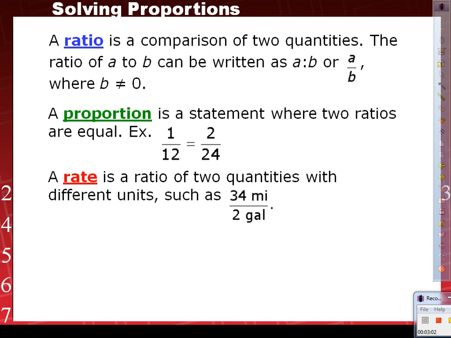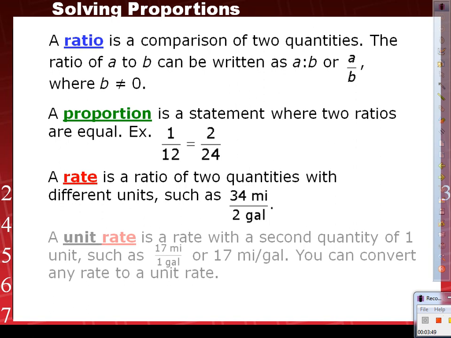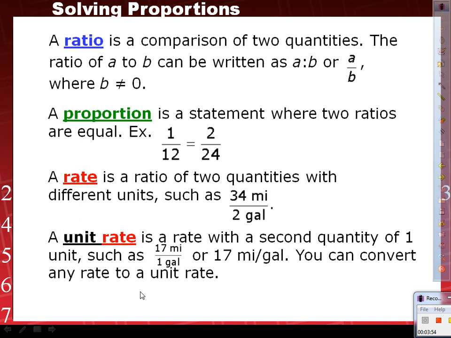So this is what we call a rate. However, when they give you such a rate as this one, 34 miles for 2 gallons, this one can be reduced to lowest terms. When you reduce something like this, it's called a unit rate. Why? Because there's 17 miles for how many gallons? 1. That's why it's called a unit rate. So right now we're going to be looking at all these. I just wanted to make sure I get the terms out of the way. Everybody with me? Okay, copy this column, please.